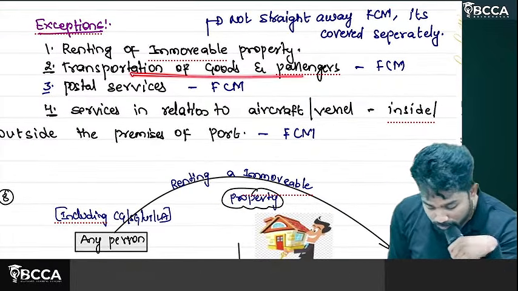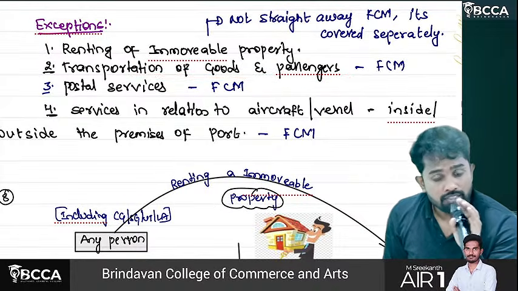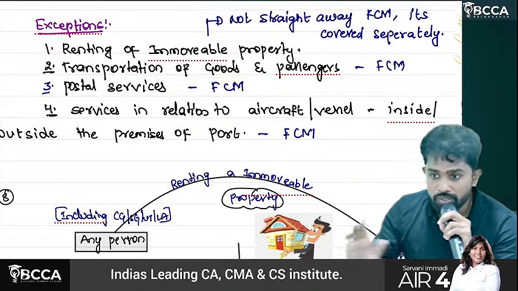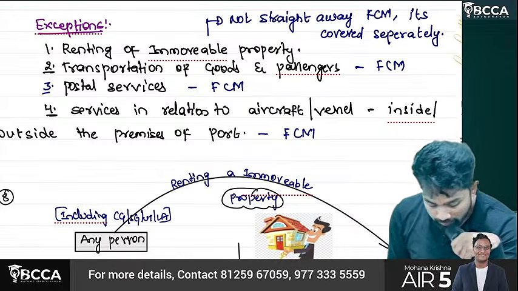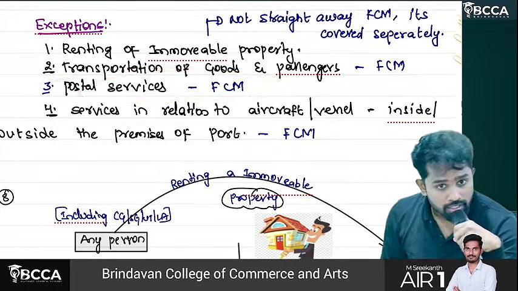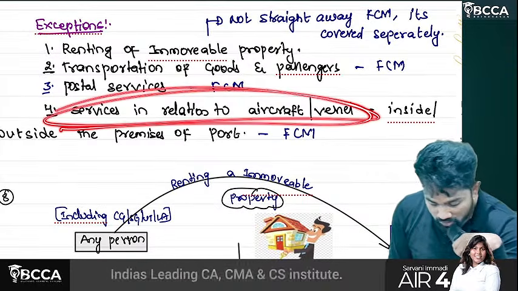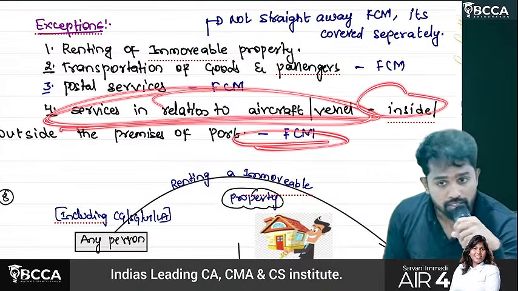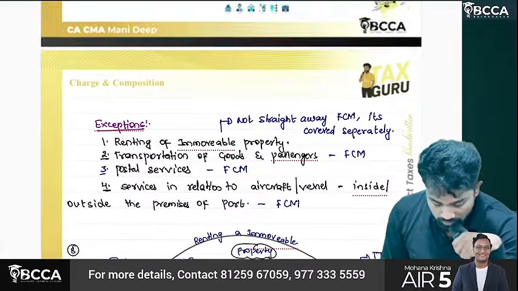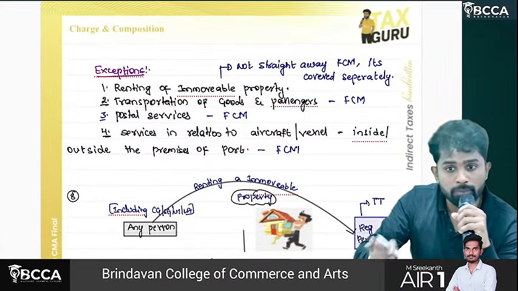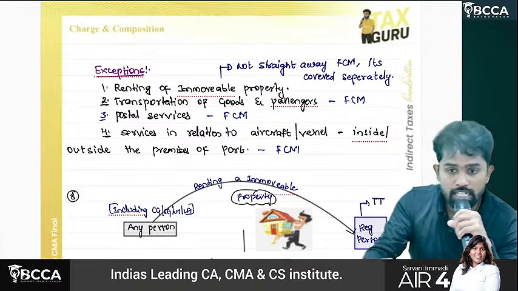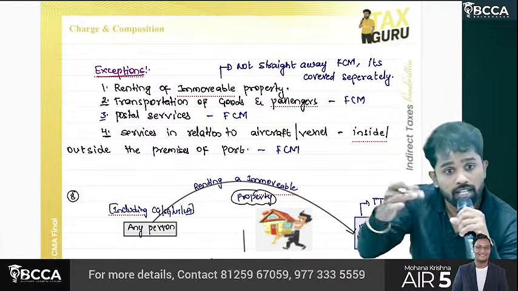Whereas transportation of goods and passengers, service given by whom? Government to normal people. It is covered under FCM, not under RCM. Even postal services are also covered under FCM. Services in relation to aircraft and vessel are also covered under FCM. So government services are usually RCM. Renting of immovable property is covered elsewhere. Whereas transportation and postal services are FCM.